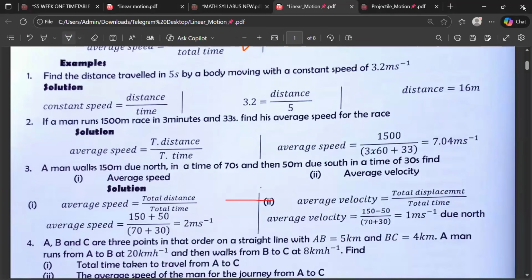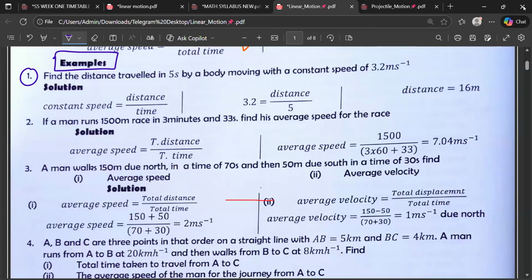So I'm going to be reading a question. You tell me it is okay. We go to the next thing because the solutions are here. So example 1, they are saying, find the distance traveled in 5 seconds. So the 5 seconds, this is what? Time. For a body moving at a constant speed of 3.2. Are you seeing that? And they are asking for distance. They have given you time and speed.